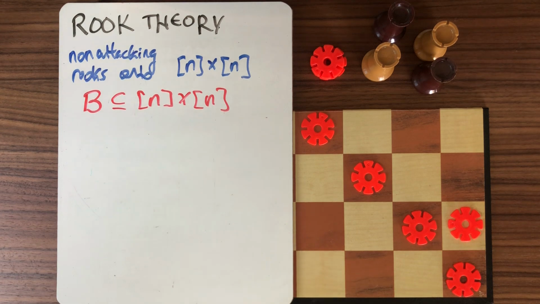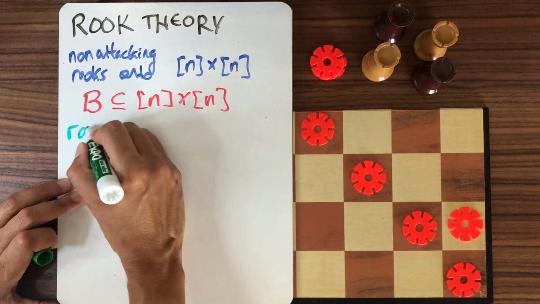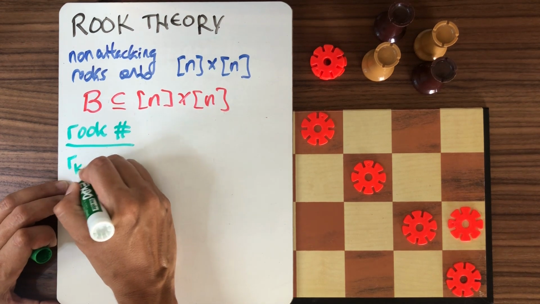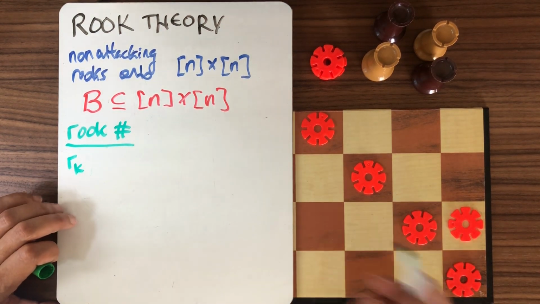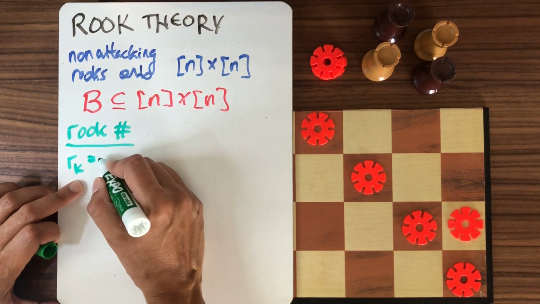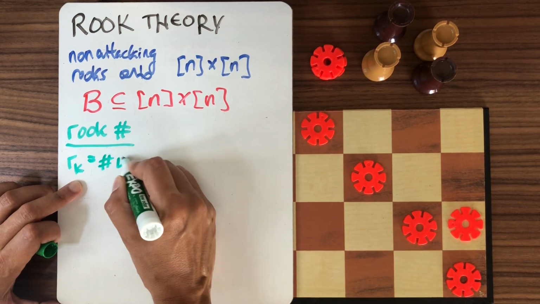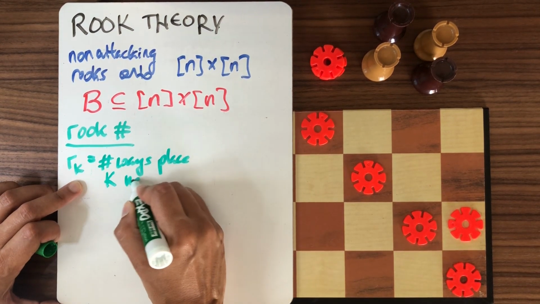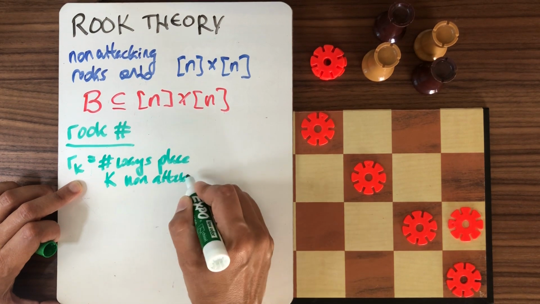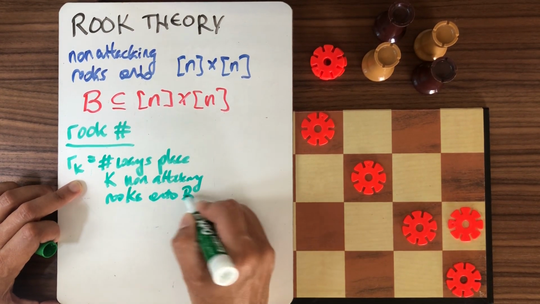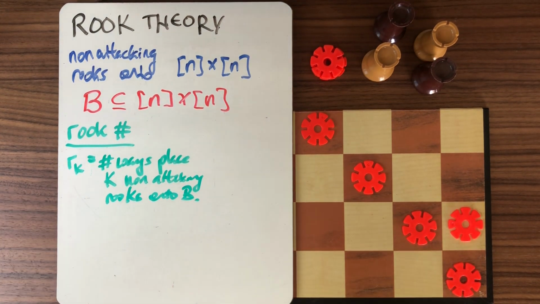And then I can look at things like the rook numbers. So what's a rook number? A rook number, this is going to depend on k. It also, of course, depends on the board that I've chosen here. This is the number of ways to place k non-attacking rooks onto B. So that's an interesting thing that we could look at. So let's write down what those numbers are.